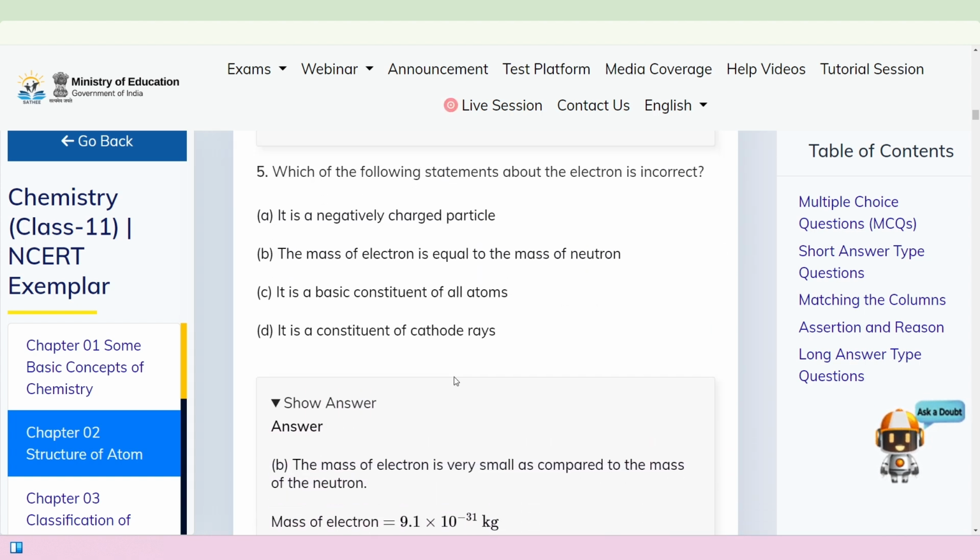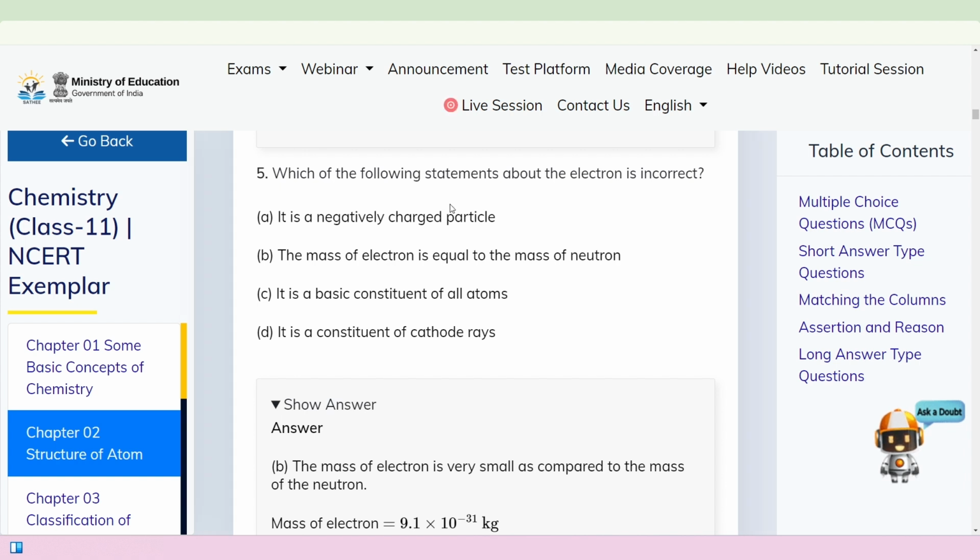Fifth question: which of the following statements about the electron is incorrect? It is a negatively charged particle. Yes, right. The mass of the electron is equal to the mass of the neutron. This is very wrong. The mass of an electron is never equal to the mass of a neutron. Third option: it is a basic constituent of all the elements. Yes, it is also correct. It is a constituent of cathode rays.